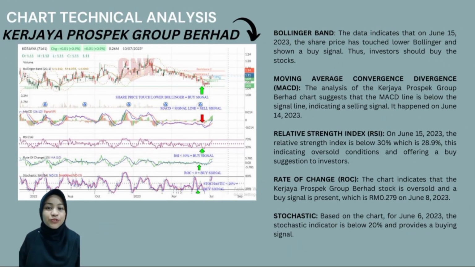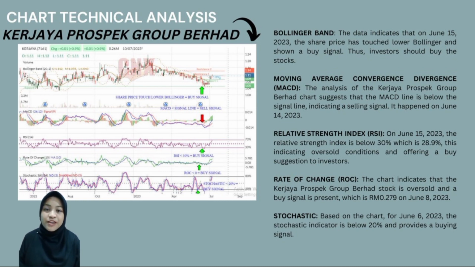The last company that our group analysed is Kejaya Prospect Group Berhad. Using the Bollinger Band indicator, the data indicates that on June 15, 2023, the share price has touched the lower Bollinger and shown a buy signal. Thus, investors should buy the stocks.